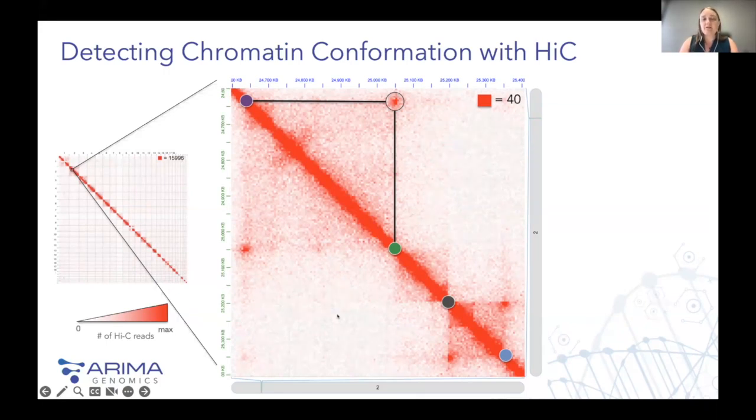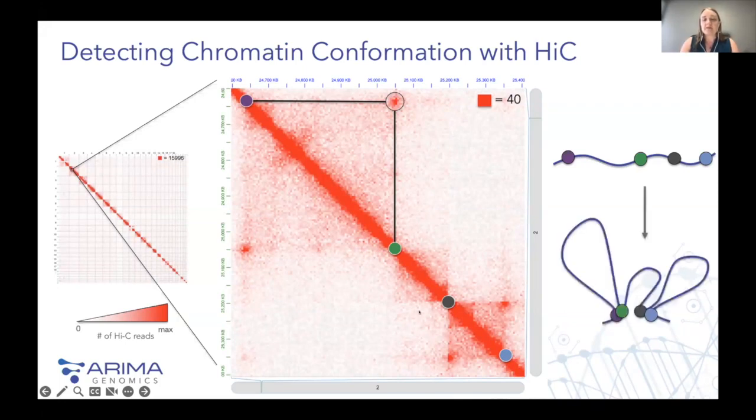To view that another way, we can represent these 4 points in this way along a linear genome. And from the interaction data in the heat map, we'd expect the purple and the green to be physically brought together. And likewise, the gray and the blue are physically brought together. So we can infer then that the chromosome is organized into domains by these loops that have formed in these regions.